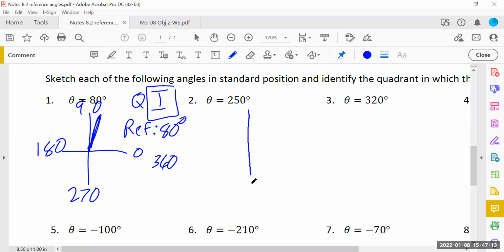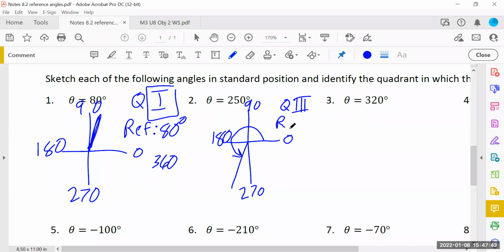The next one, 250. Okay, let's see here. 0, 90, 180, 270. Oh, I went too far. 250 is going to be right here. Almost to 270, not quite all the way there. I need to draw in the standard position. I forgot to do that on the last one, right here. That is how I got there. That's my 250 degrees. So then my quadrant, 1, 2, 3, it's in quadrant III.